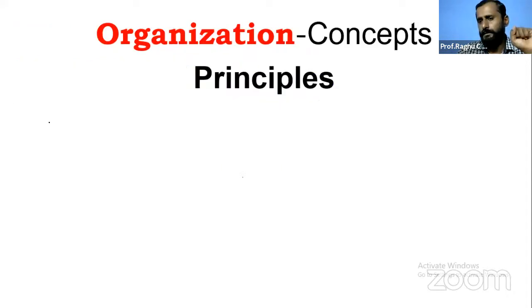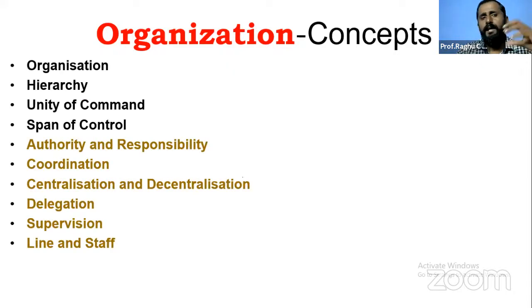All these things are related to organization principles. So here, in organization, we have studied hierarchy, unity of command, span of control, authority, responsibility, coordination, centralization, decentralization, delegation, supervision, line and staff authority. All these things have to be studied. If you don't internalize these things, you cannot apply the principles, because the classical theory is entirely dependent on these concepts.